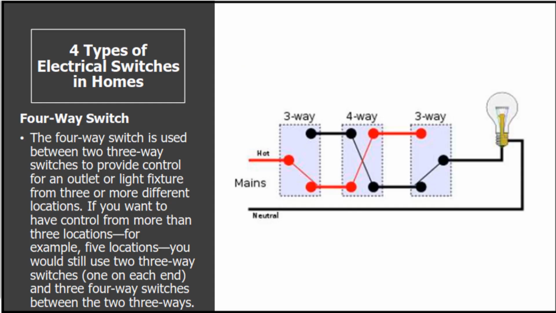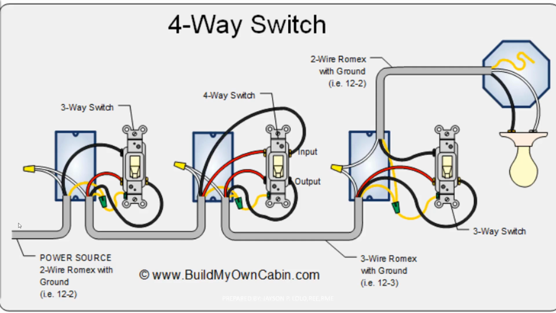Other than the three-way, there's a four-way switch. It is used between two three-way switches. We have a three-way, another three-way, then you will add a four-way. So commonly you will use three switches: two three-way and a four-way. If you want to have control from more than 3 locations, for example 5 locations, you would still use two three-way switches. So this is a 2 or more location application, and you will now apply the four-way switch. This is a simple diagram of the four-way switch.